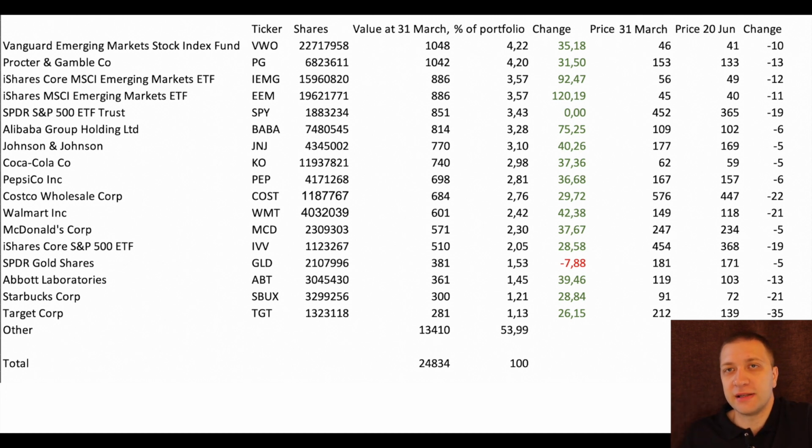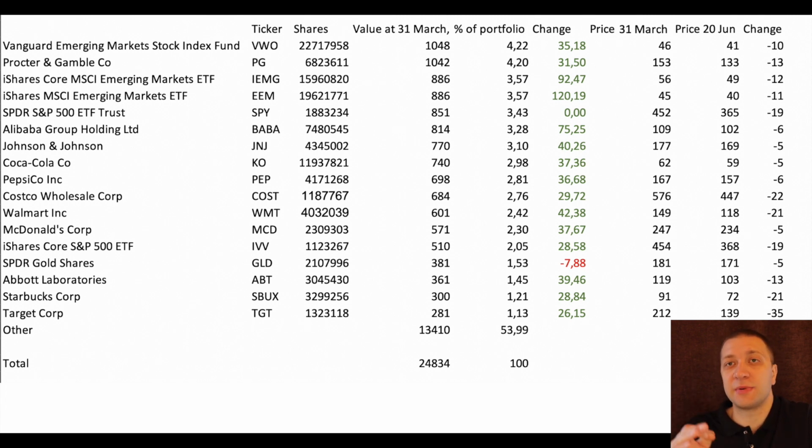At the top of the list, we can see 3 emerging markets ETFs. They represent around 11% of his portfolio. This shows that he's really bullish on emerging markets. We can also see that he added 35%, 93%, and 120% to these positions in the previous quarter. So he's really bullish and added to his positions in emerging markets.